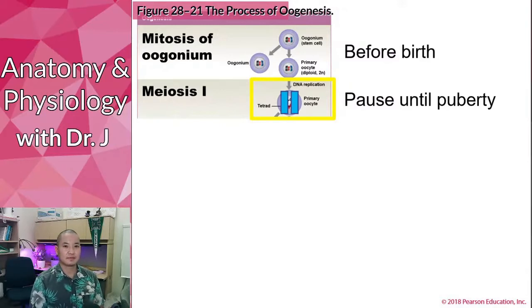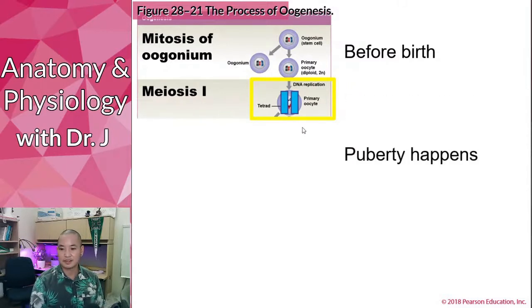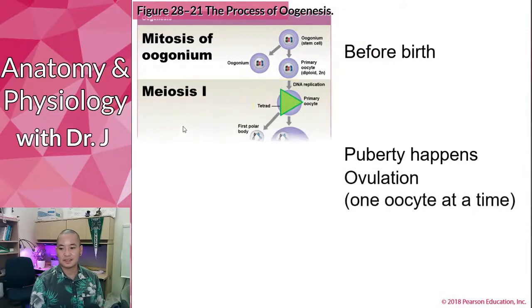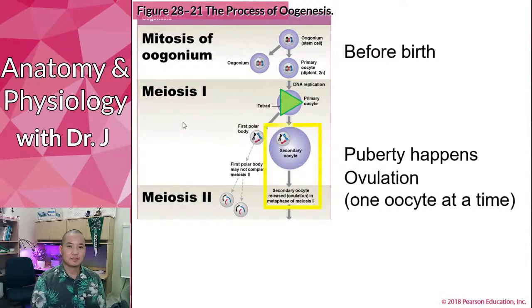But once a female undergoes puberty and becomes sexually mature, you unpause this prophase 1, and now these oocytes can undergo meiosis 1. During ovulation, one oocyte at a time splits into two, and the split is not equal like we see in spermatogenesis. So you have a primary oocyte and it splits into two. It does divide the genetic material in half, but the polar body barely has any cytoplasm.